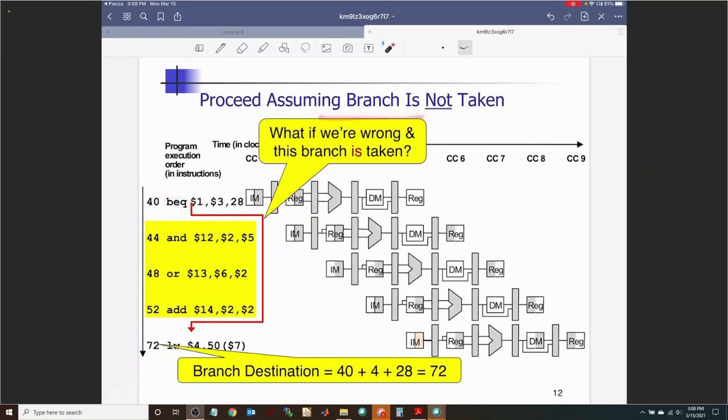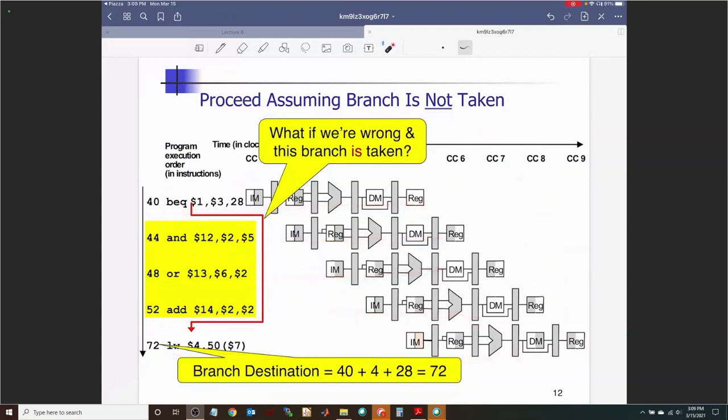Branch is not taken. So if your branch is not taken, then you start executing 44, 48, 52, and so on. So that's your next idea. Just go on as if the branch is not taken. So you execute the branch instruction, then AND, then OR, then add, then load word.